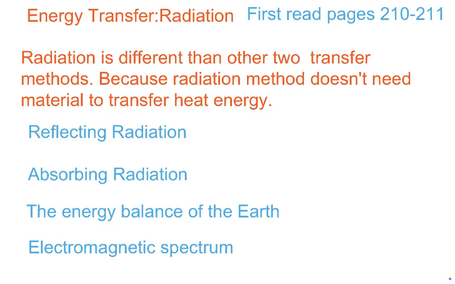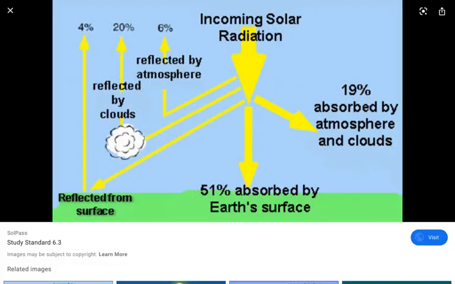For example, the heat energy is coming from the sun, and it is following the space way, and in space there is no material. Energy is moving in vacuum. We will study this topic under four titles. And the first, reflecting radiation.